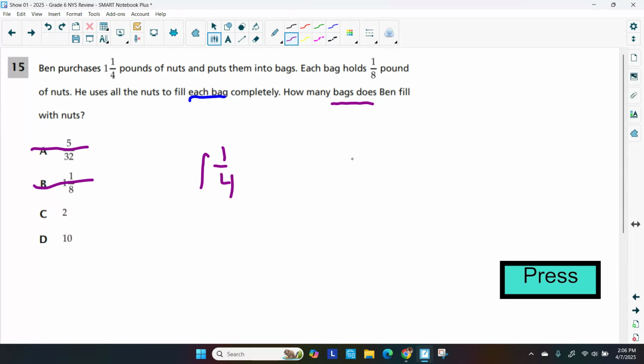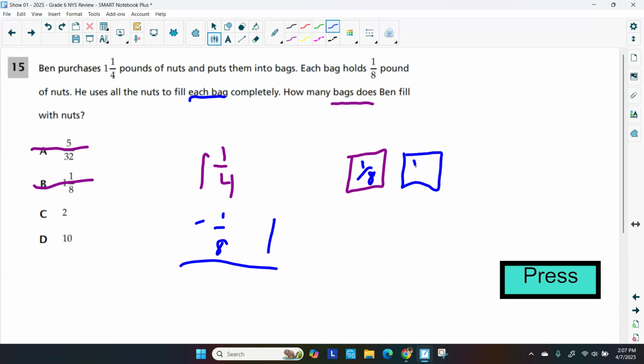Now, I'm going to get a bag here and put 1/8 of nuts in there. So I would subtract 1/8, and that would give me one bag that he had filled up. Well, he still has a lot left over because I know 1 is 8/8. So let me just put another bag here, and that'd be 2 bags. So that would be 2/8 of nuts he'd have in a bag.